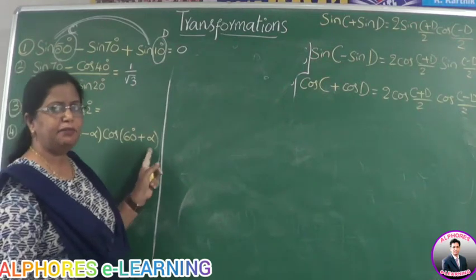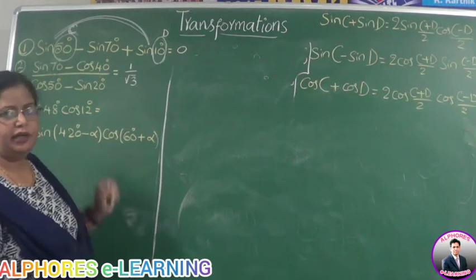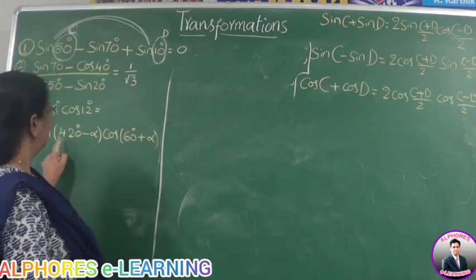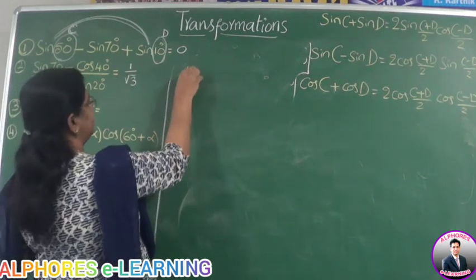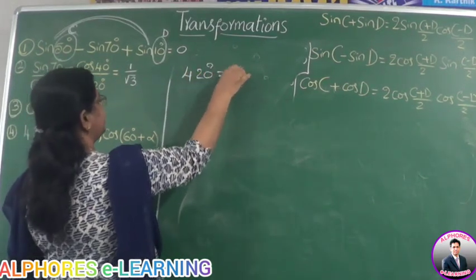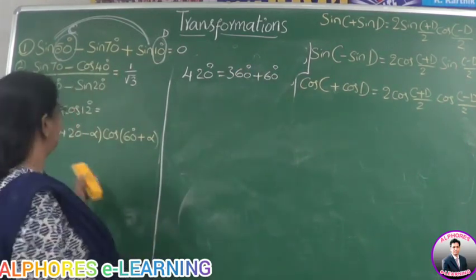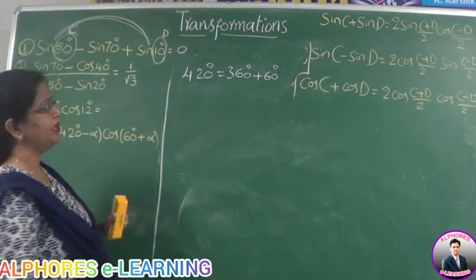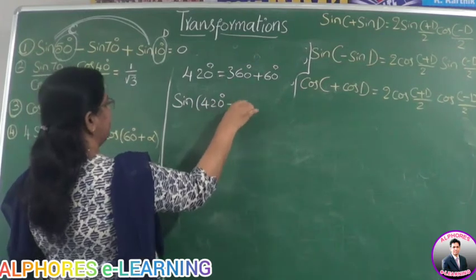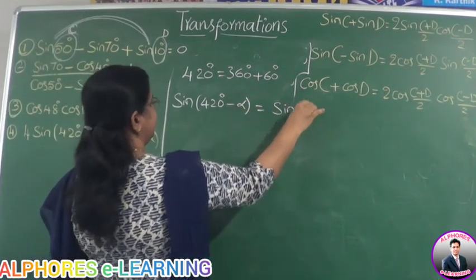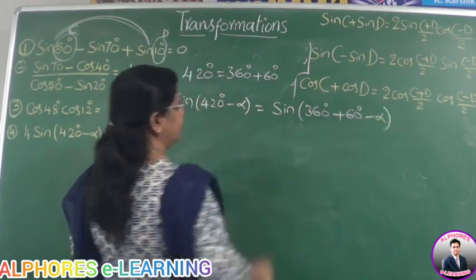One is in 60 plus alpha, moreover one is in cos, the other one is here 420 minus alpha. The 420 value you can write in terms of allied angles, that is nothing but 360 plus 60 degrees. Okay? And now, if I take here sine of 420 minus alpha, that can be written as sine of 360 plus 60 minus alpha. Got it students?